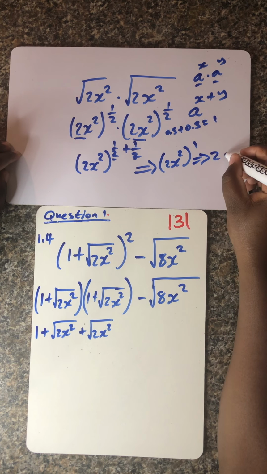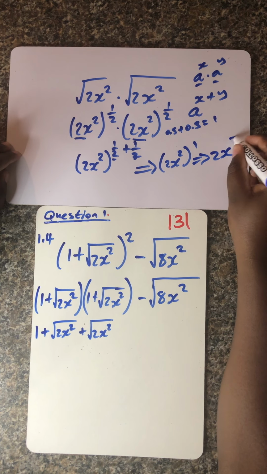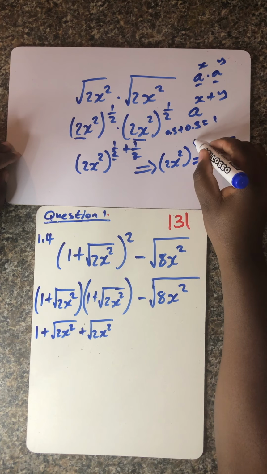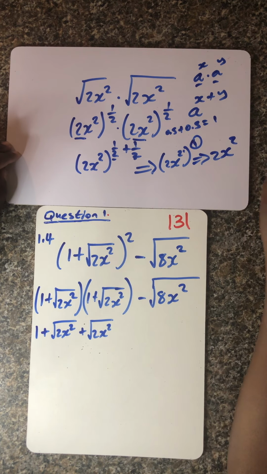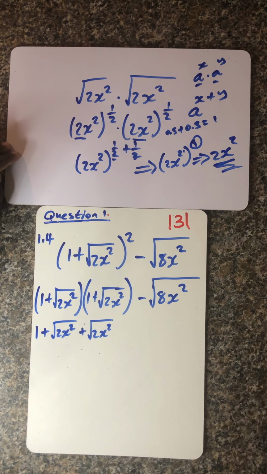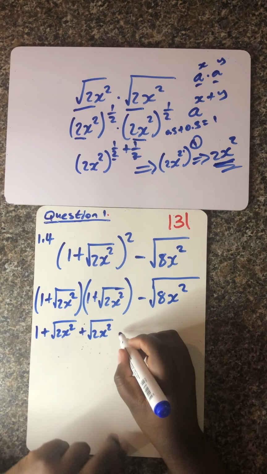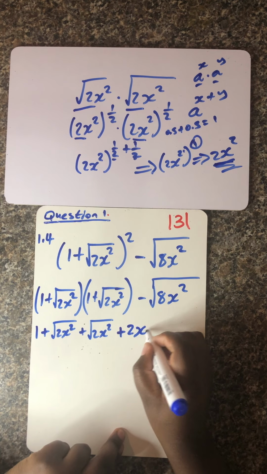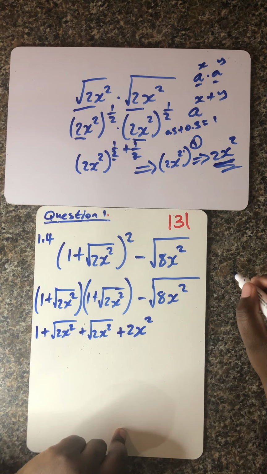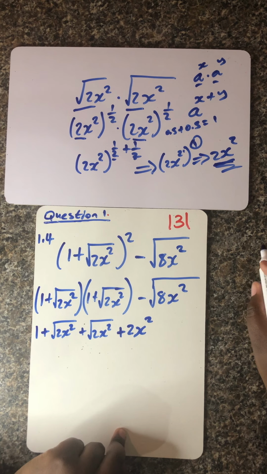Okay, so it's more like you have 2x squared. Even if it didn't multiply, if it's 1, then you can just ignore it. So that means when you multiply this by that is the same as this. That's why here we write 2x squared. Very, very much important, ladies and gentlemen.